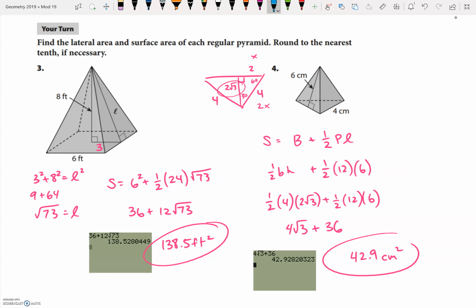And if I split this in half, we end up getting a 30, 60, 90 triangle, which means that the height of our triangle is going to be 2 root 3. So the area of the base is 1/2 base times height, and 1/2, one of the bases is 4, the height is 2 root 3, and then 1/2 the perimeter is 4 times 3, that makes 12, times the slant height, which is 6. And so we ended up getting 4 root 3 plus 36, and I just put that in our calculator.